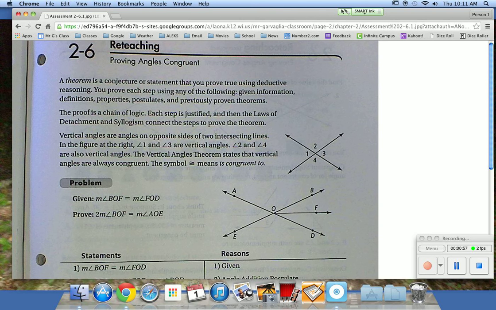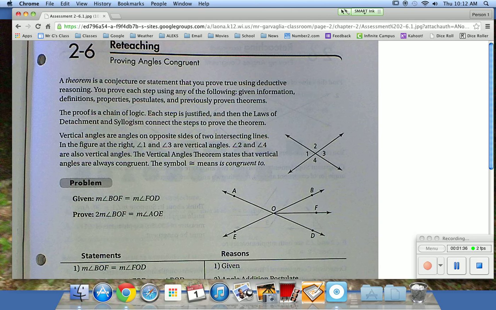We've gone through and done deductive reasoning now in this chapter. We've had it, all right? You've said, if this is true, then this is true. That's deductive reasoning. If you prove each step using any of the following: given information, definitions, properties, postulates, or previously proven theorems. In other words, something that you know is true, you could use in your proof. The proof is a chain of logic. Each step is justified, and then the laws of detachment and syllogism connect the steps to prove the theorem.